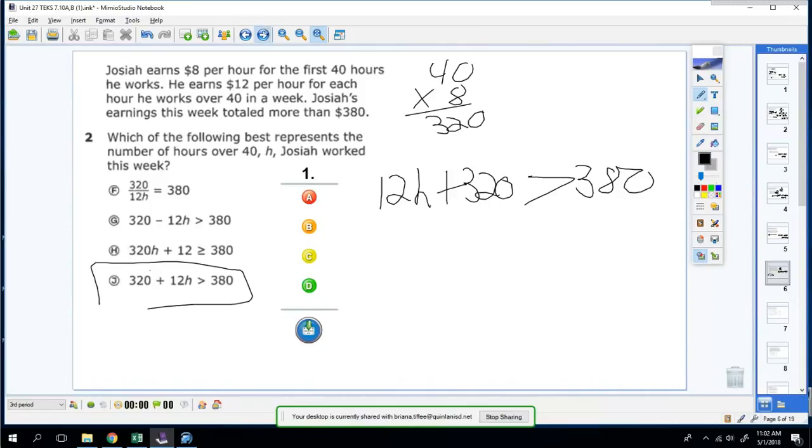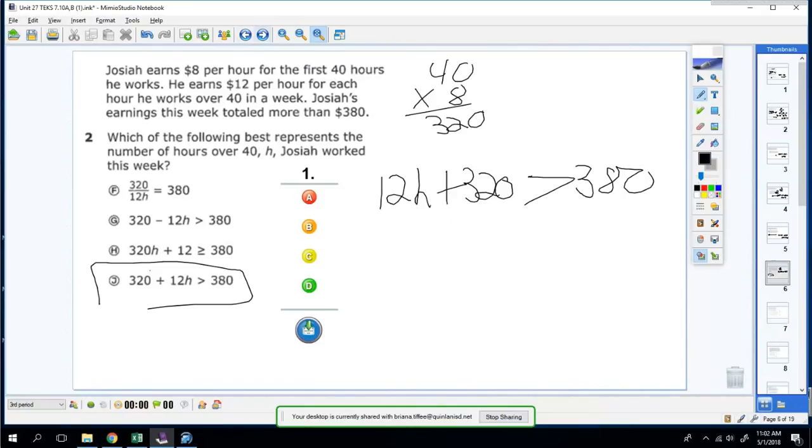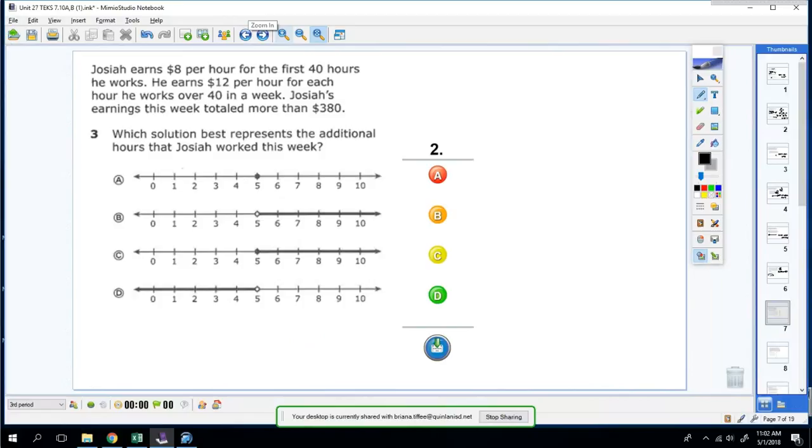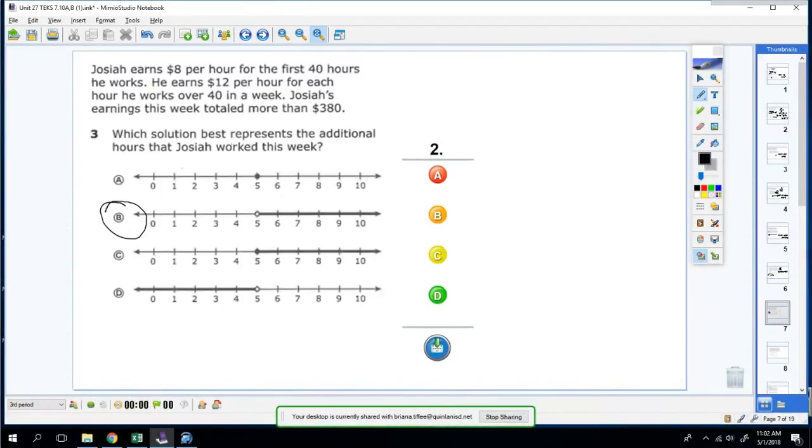Now we're going to graph the solution on a number line. You're going to have 12h plus 320 is less than 380. When you do that, less than would be B, because he can work more hours. Again, this is relatively easy. All you have to do is pay attention to what it's saying, pay attention to the sign it's asking for, and then write down the equation or inequality.